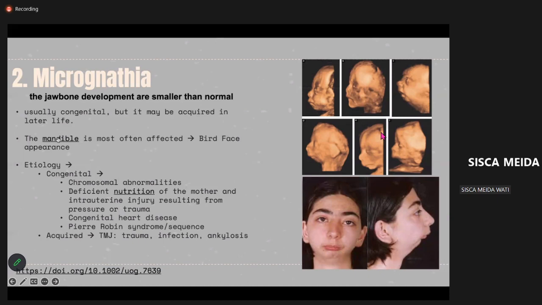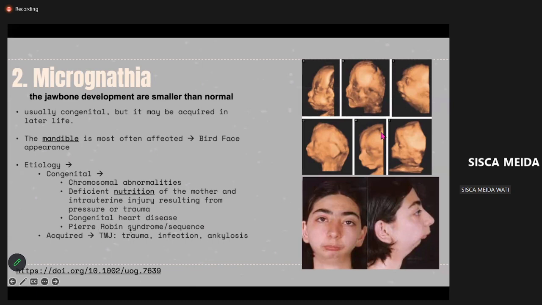Compared to the maxilla, the mandible is the most often affected one, and it will produce a bird face appearance. So, as you can see in these pictures, the face morphology looks like a bird. The etiology is congenital. Most of it is due to chromosomal abnormalities, and other reports also show deficient nutrition that causes micrognathia.